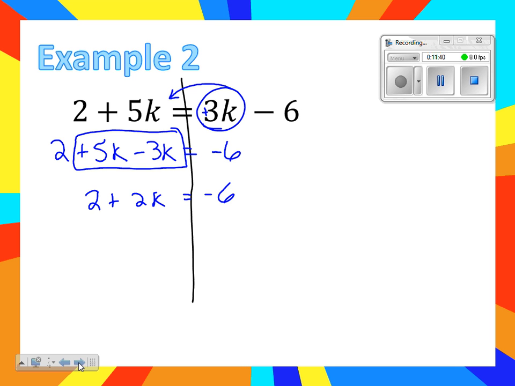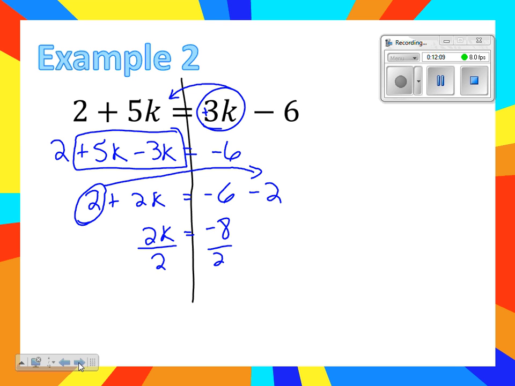All right, so take a look. My variable is over here. So what does that mean? I want my numbers over this way. So what number do I need to pull over here? I need to move the 2. It's a positive 2, so as it moves over, it becomes a negative 2. So 2K is equal to negative 8. And from there, divide both sides by 2. Okay? I got my variables on one side. Everybody see that? I got my numbers on the other side. That was the goal for number 4. And then number 5 is just solve. So K is equal to negative 4. Any questions on that? Harvey?